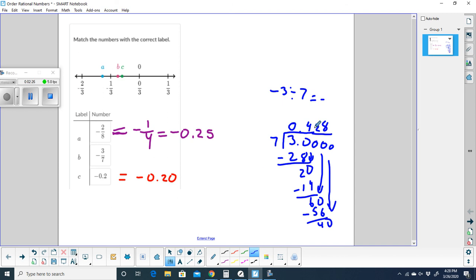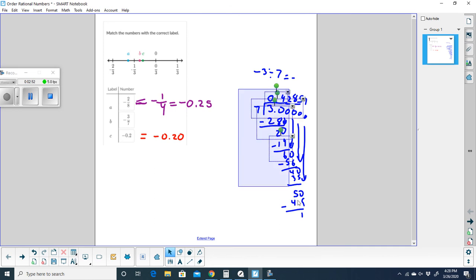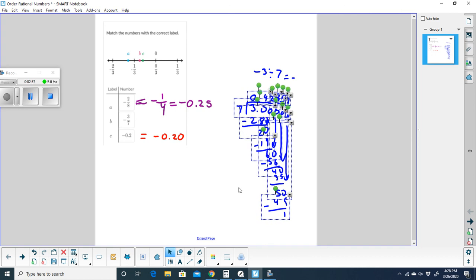7 goes into 40 5 times. 5 times 7 is 35. Remainder is 5. Bring down another 0. And we got 7 goes into 50 7 times. 7 times 7 is 49. Remainder is 1. Going to do something a little unusual here because I'm running out of space. I'm actually going to move everything over. Wouldn't that be nice to be able to do that on paper? But you can't. All right.